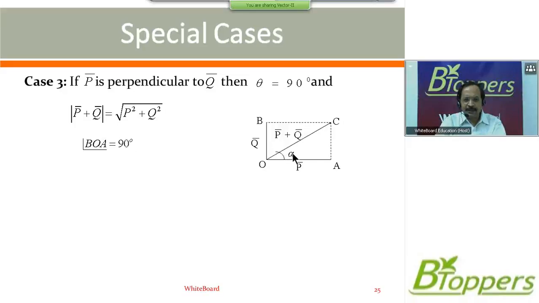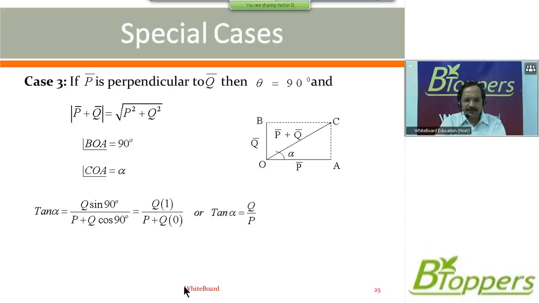Here alpha is the angle made by the resultant with the first vector P bar. That is, angle COA equal to alpha. So tan alpha, using the formula tan alpha equal to Q sin theta by P plus Q cos theta, we get tan alpha equal to Q by P, because in this case theta is 90 degrees.